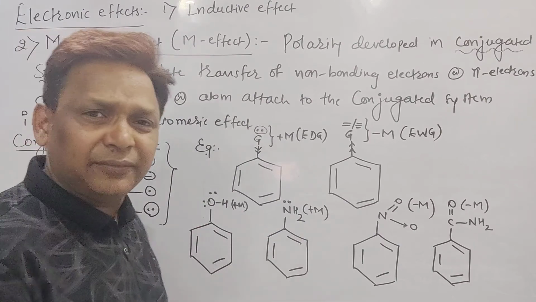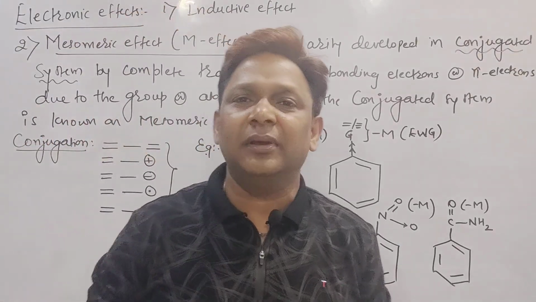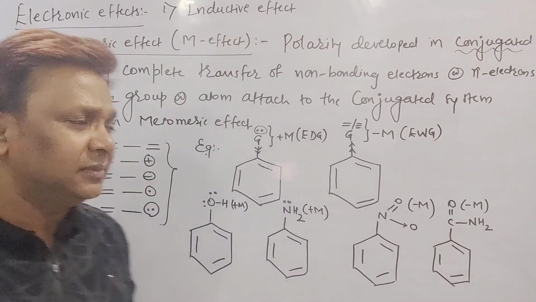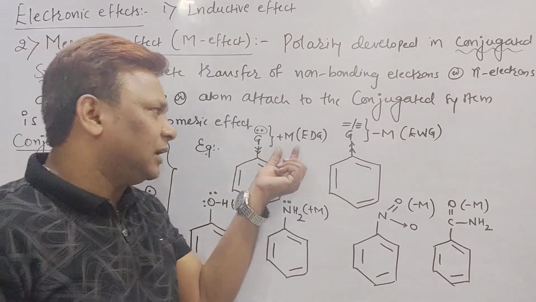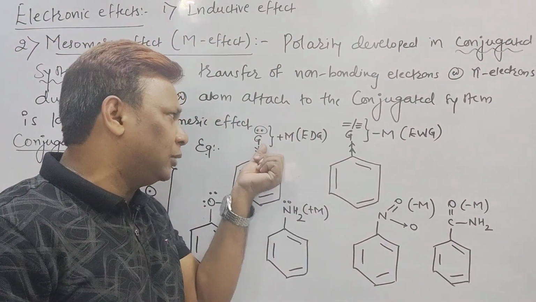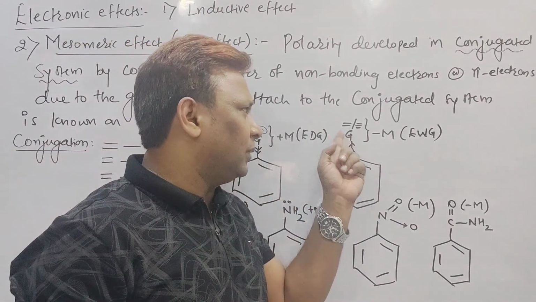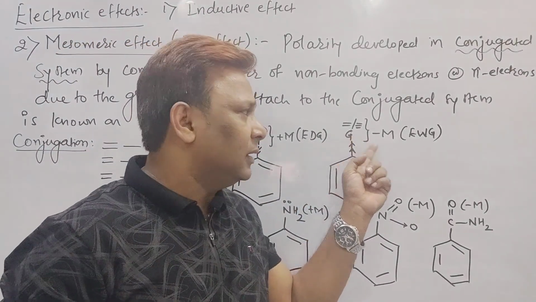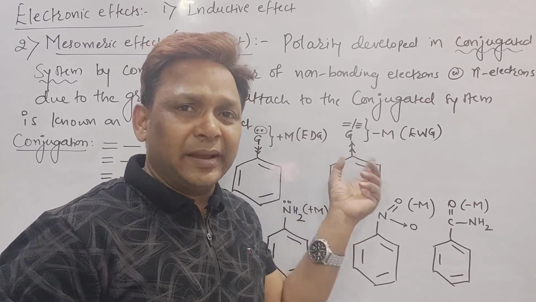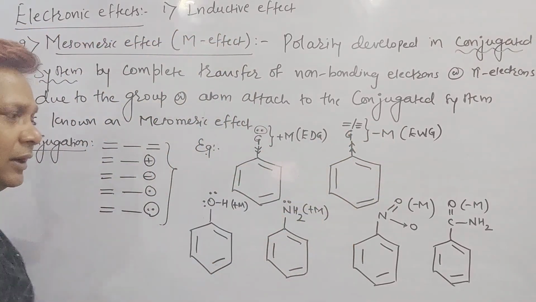So how to identify, sir, which one will have a plus M and which one will have a minus M? It is the only way. Plus M means an atom or a group having a lone pair acts as a plus M. An atom or a group having a double bond or triple bond acts as a minus M. A minus M will withdraw, a plus M will donate.